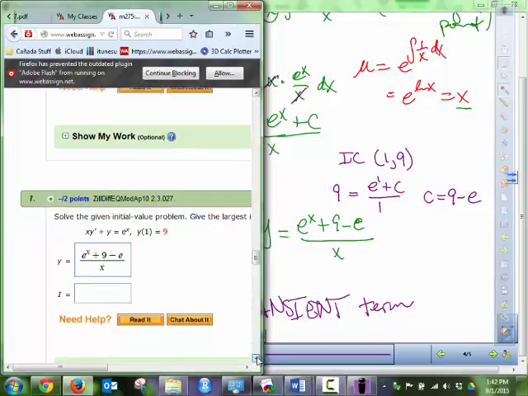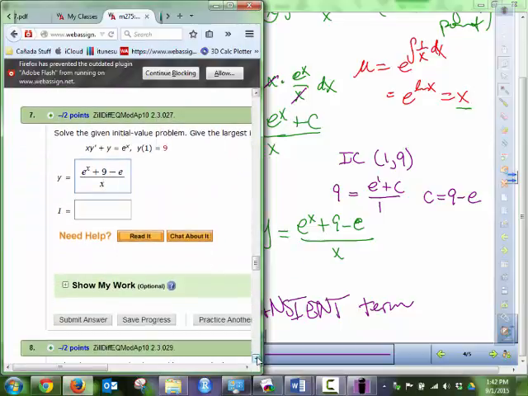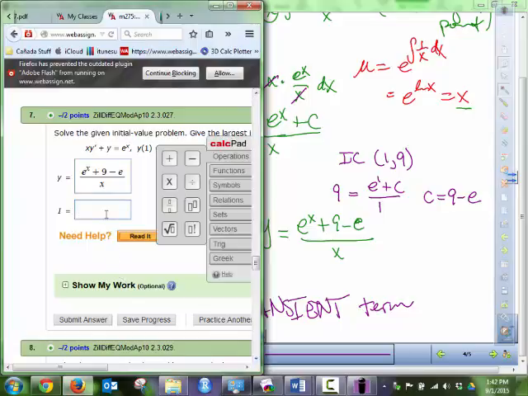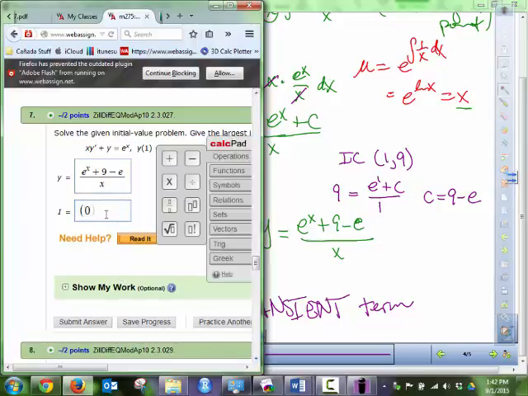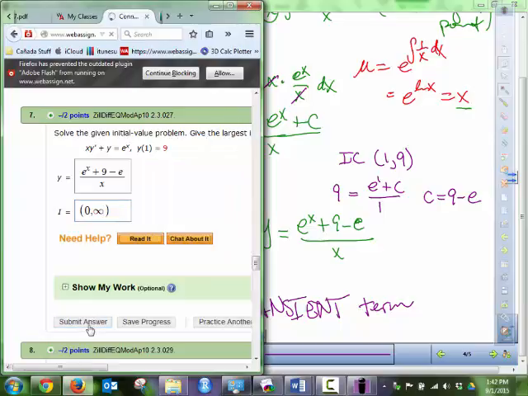Do you guys check one answer before putting in the other one, or should we just put them all? Nah, let's put them all, hope it's right. 0 to infinity, and that's all they asked. They didn't ask for a transient term.